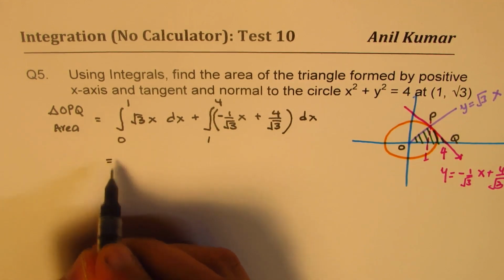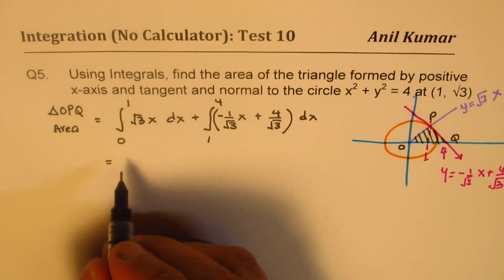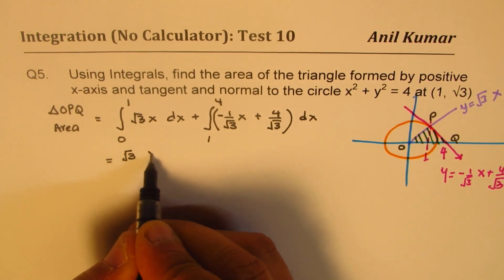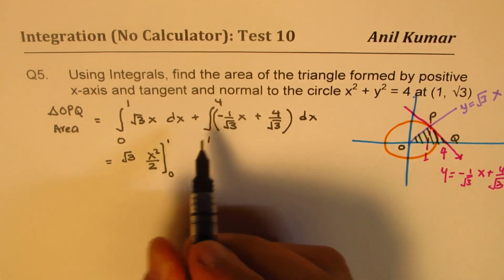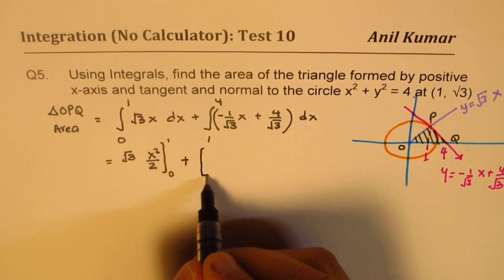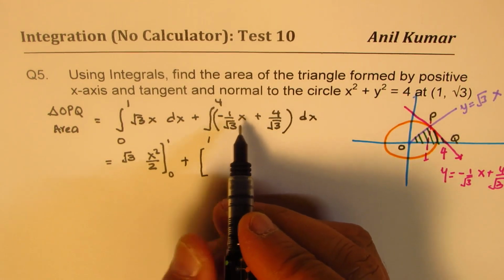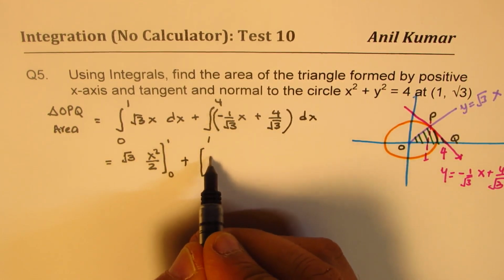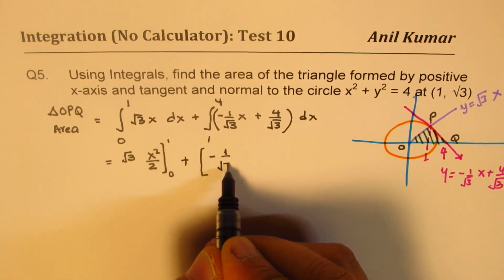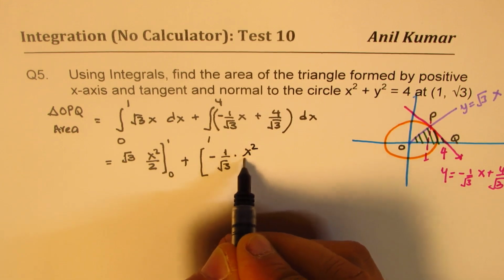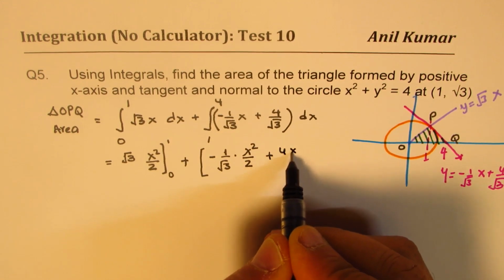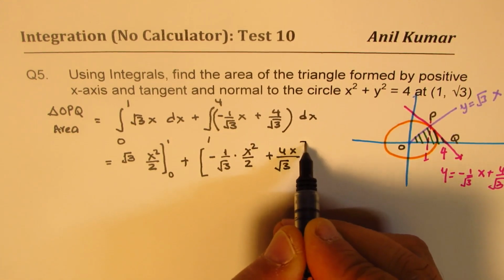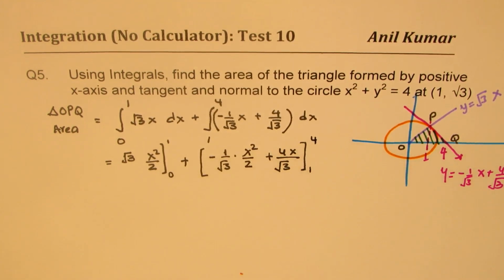Now, the area of this is square root 3 times x square over 2 within 0 to 1, right? Plus the area here is, so we could write this as minus 1 over square root 3 times x square over 2. Now this is a constant, so it will be 4x over square root 3, okay, from 1 to 4, clear? So that becomes the area.